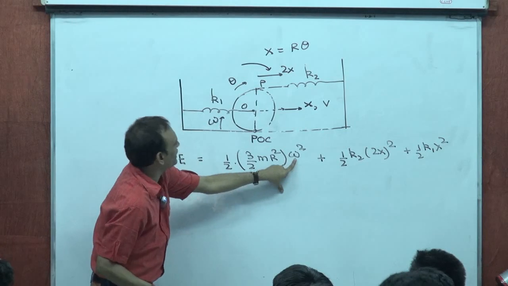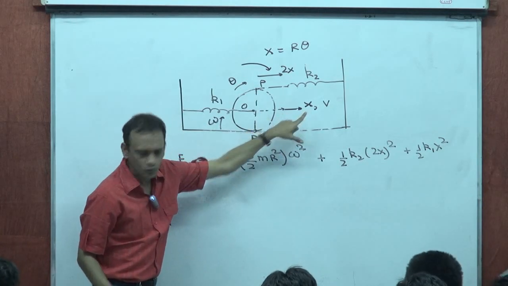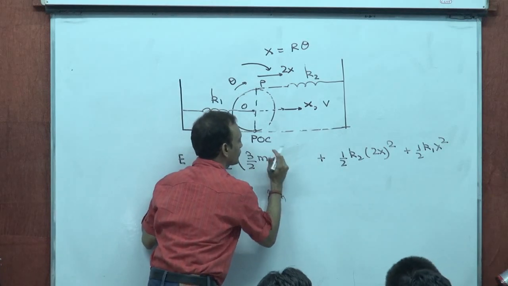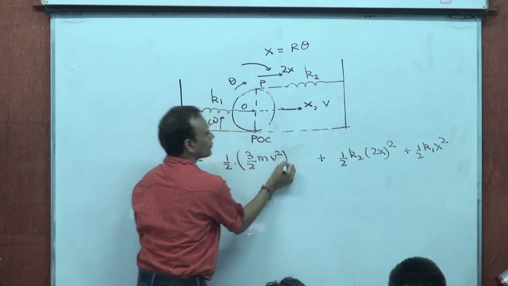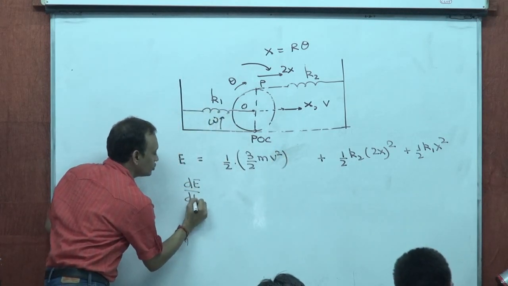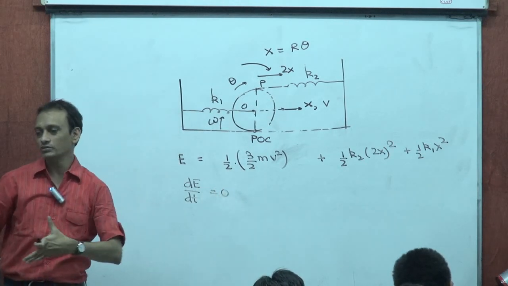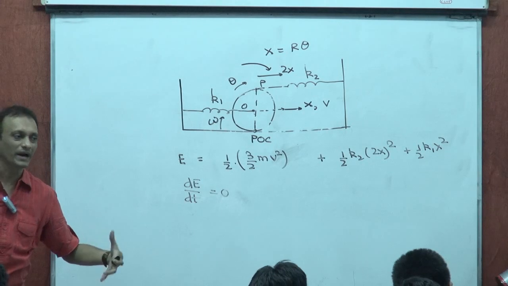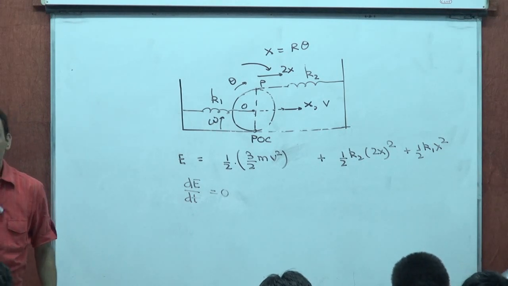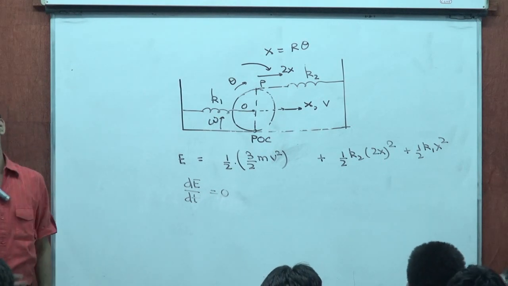And this r squared omega squared I can write as v squared. Then all that you need to do is set dE/dt equal to 0, and you will get dv/dt proportional to x with a minus sign, and that constant of proportionality would be the angular frequency of oscillation of the oscillator. This is the energy perspective to the same problem.